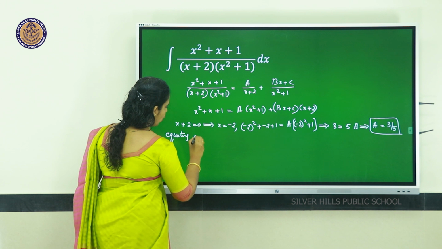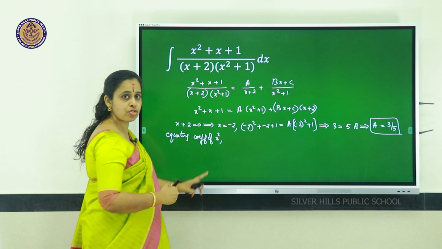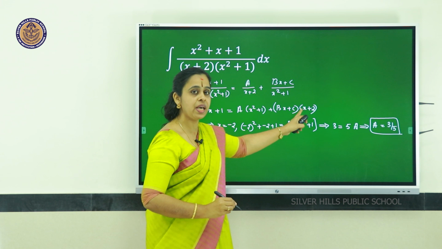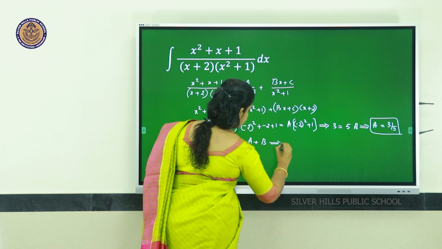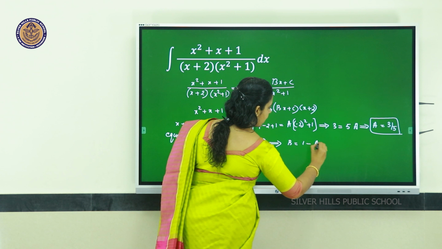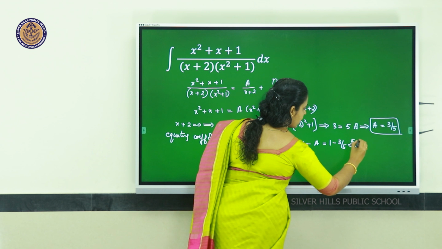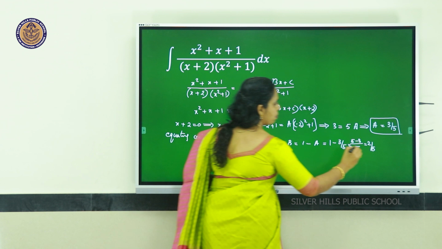Equating coefficient of x square. LHS coefficient is 1, equal to, here comes A, coefficient of x square in this term, B x into x, B x square. So, B plus B means B will be equal to 1 minus A. That means 1 minus 3 by 5. LCM 5, 5 minus 3 comes 2 by 5. So, B equal to 2 divided by 5.